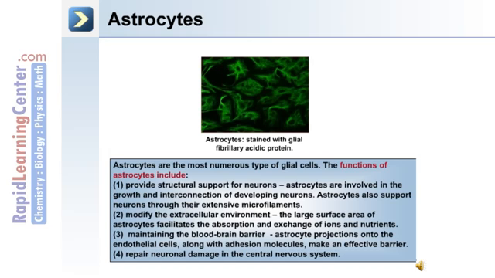Number 2 is modifying the extracellular environment. The large surface area of astrocytes facilitates the absorption and exchange of ions and nutrients. Number 3, maintaining the blood-brain barrier. Astrocyte projections onto the endothelial cells, along with adhesion molecules, make an effective barrier. And number 4, repair neuronal damage in the central nervous system.